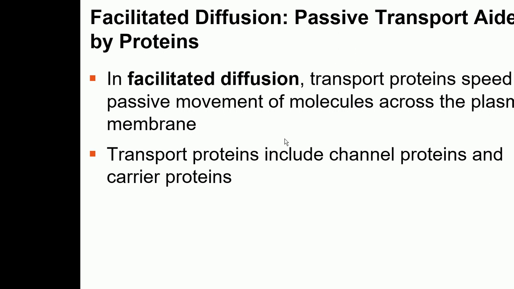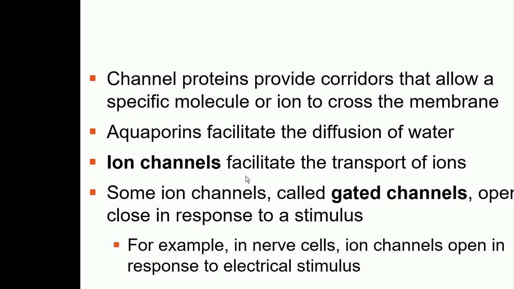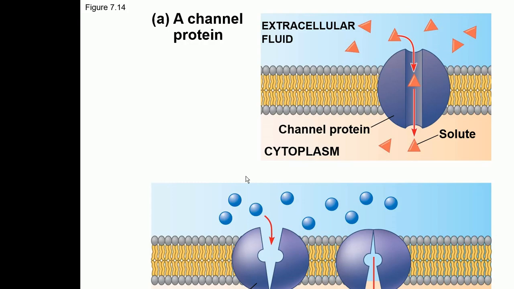The second kind of passive transport we are going to talk about is called facilitated diffusion. Facilitated diffusion is a diffusion, which means that the molecules move from high concentration to lower concentration, but they move with the help of transport proteins. The transport proteins are channel proteins or carrier proteins. So that is what facilitated diffusion is.